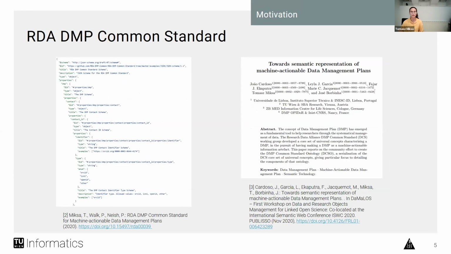Regarding our input maDMPs, they were mostly in JSON format, conforming to the JSON schema from the Common Standard. And to make them queryable, we transformed the input JSONs to JSON-LD serializations, which are instances of the DMP Common Standard ontology. And if you want to learn more about this ontology, I refer you to the paper that is linked here on the right-hand side.